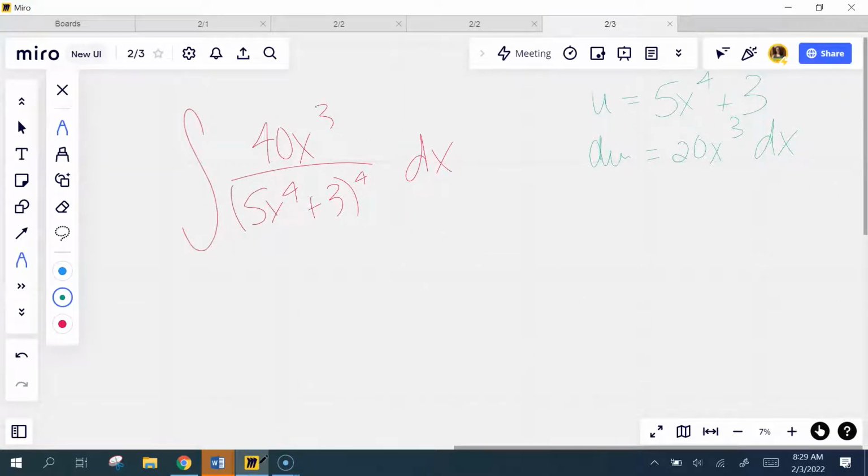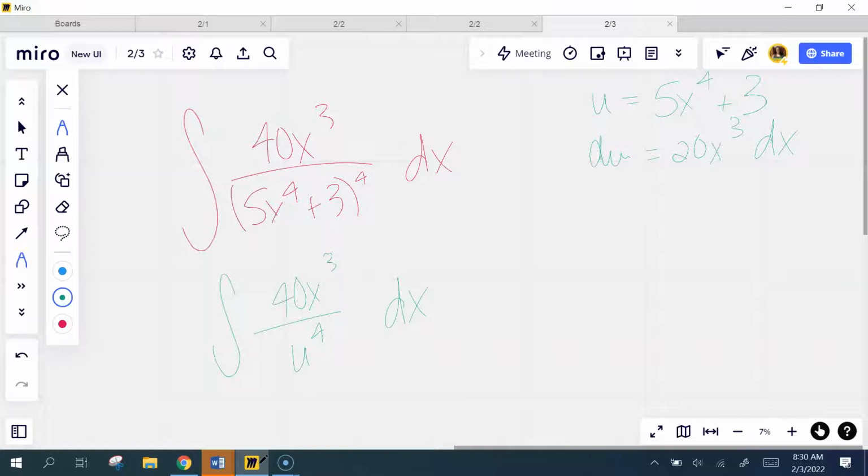Let's look at this. You're going to put the 2 outside. You'd have a 2 outside because you'd need a 1/2 inside to cut that 40 in half. You have to counter it on the outside. Right. So here, and let me just write it out this way. So I got 40x cubed over u to the 4th dx.